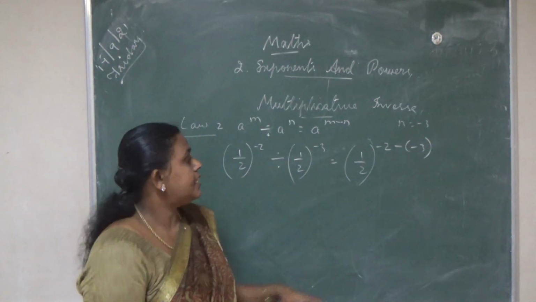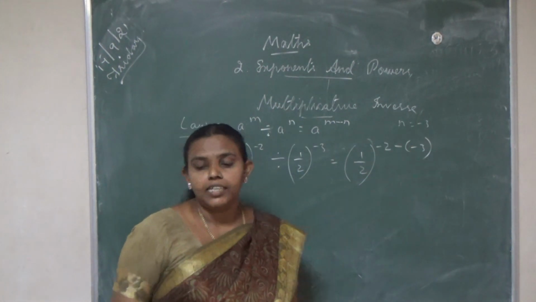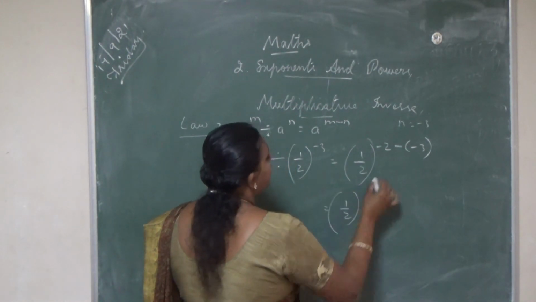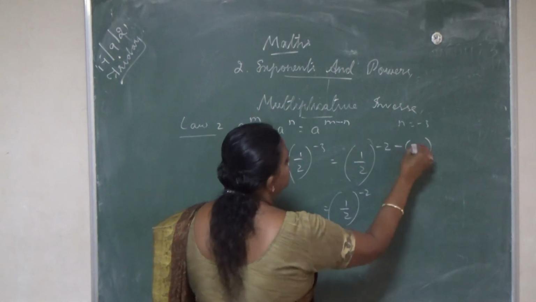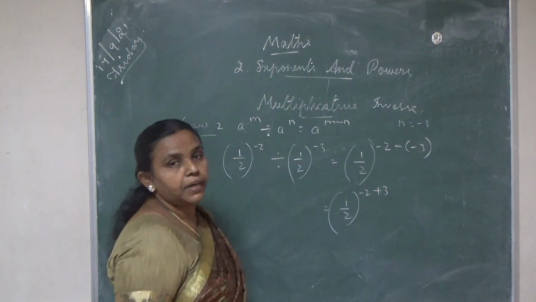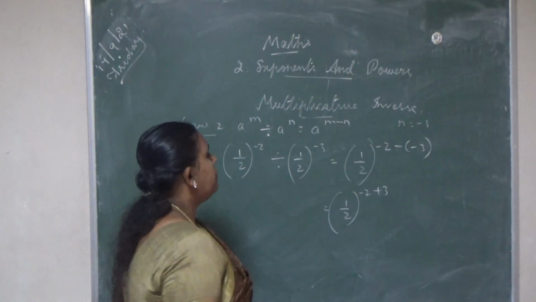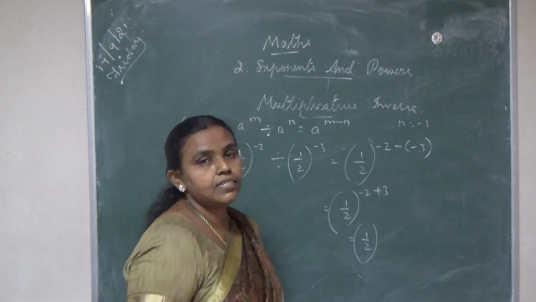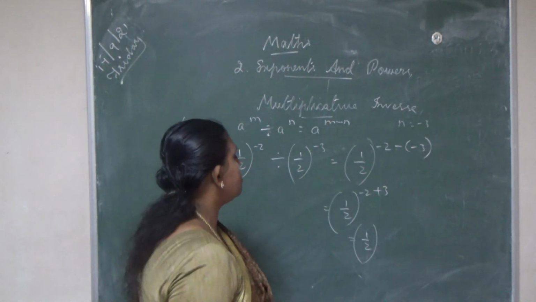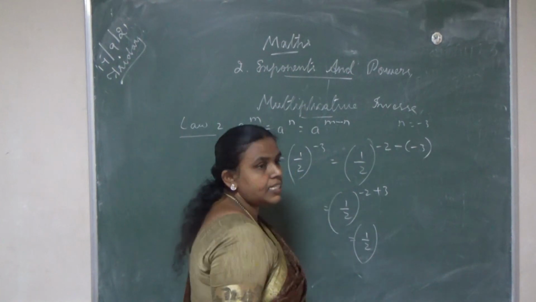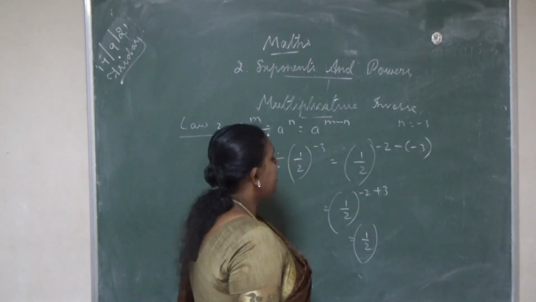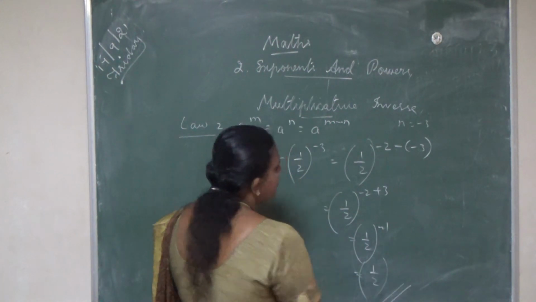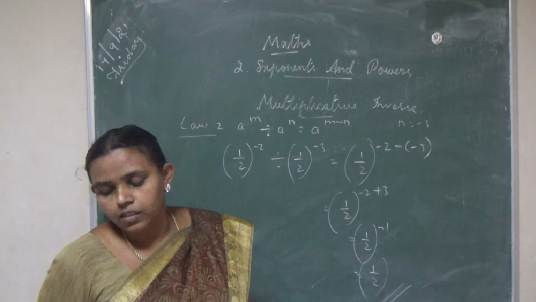Okay. While putting this sign only you will be getting confused. That is 1 by 2 the whole power minus 2 plus into minus into minus 3, plus 3. Minus into minus is plus, that is minus 2 plus 3, which is equal to 1 by 2 the whole power. Different sign means subtract and put the greater number's sign. So you have to subtract 2 from 3, that is 1. What is the greater number's sign? Plus. So 1 by 2 the whole power plus 1 is equal to 1 by 2. Okay.